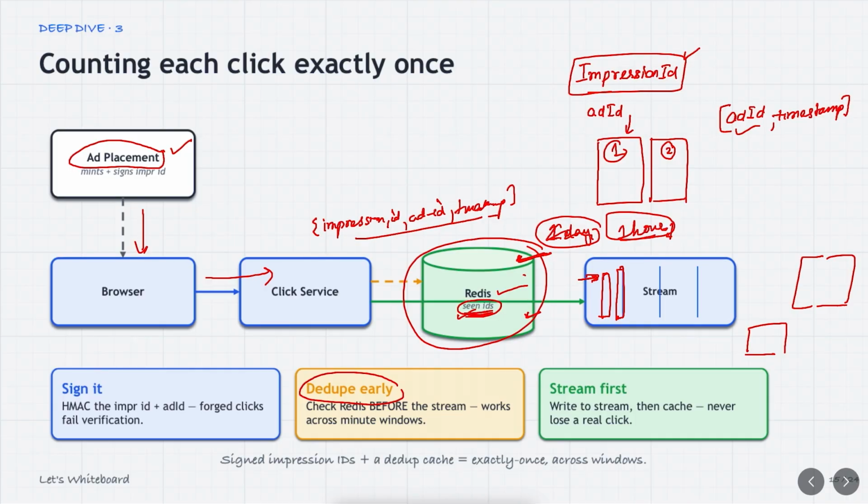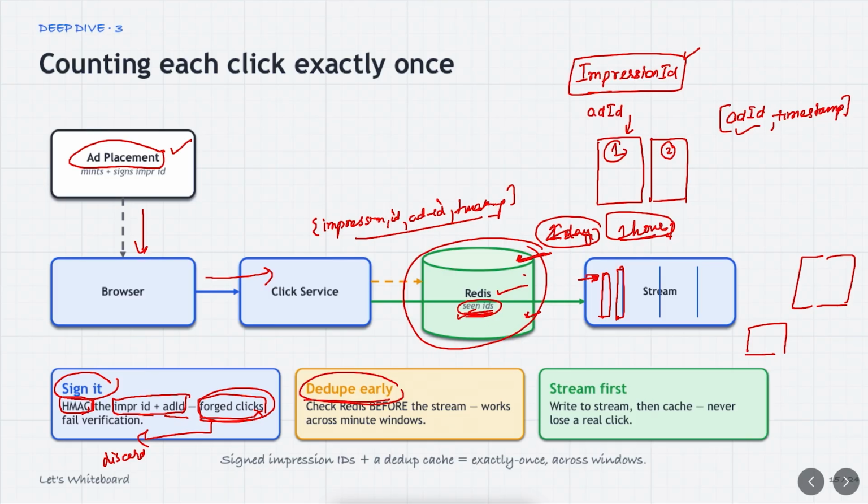And this is just about how we put it. We sign each ad with the impression ID and ad ID, and forged clicks fail the verification. In case some attacker tries to send fake clicks to our system, we can sign the impression ID plus ad ID using HMAC, and at the server side we verify it using the same principle. If the two don't match, we would know that what the attacker has sent is a fake one, so we would just discard it.